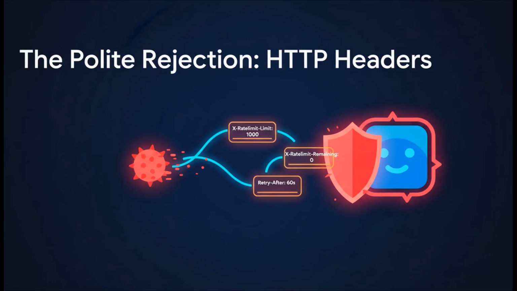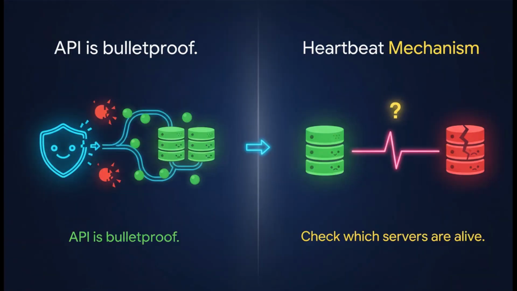But a really well-designed system isn't just a brute force wall, right? It's also a good citizen. We don't just block people cold, we politely inform them of the rules of the road. So when we send back that 429 error, we also include these super helpful HTTP headers. X-RateLimit-Limit tells the client the maximum calls they can make. Remaining tells them how many they have left. And my favorite, Retry-After, tells them exactly when, down to the second, they can try again.